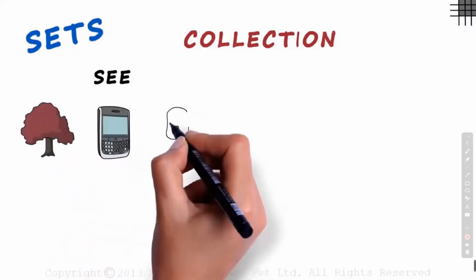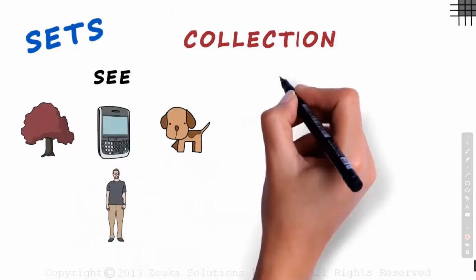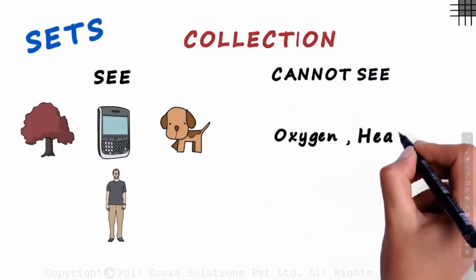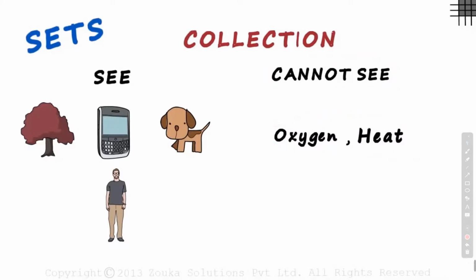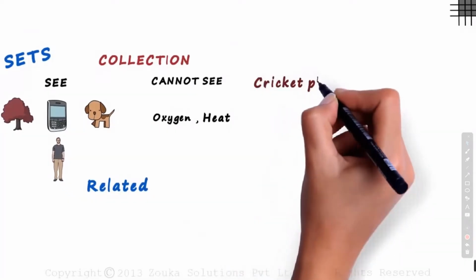Think about it. What if you were asked to make a list of all the things you can see? Of course, you can't write all the things, but some of the things you would mention are a tree, a cell phone, a puppy, people, and so on. And what if you were asked to write down a list of things you cannot see? You would probably write oxygen, heat, and so on. A set is a collection of elements, yes, but they have to be related in some way. Let us look at a few more examples to understand better. Try to list down all the cricket-playing nations you know of.